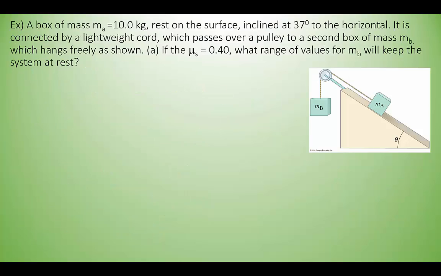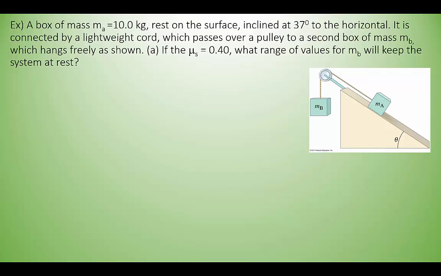Let's look at another situation, again on a slant, but this time with a couple of different objects that are connected with each other. A box of MA equal to 10.0 kilograms rests on a surface inclined at 37 degrees to the horizontal. It is connected by a lightweight cord which passes over a pulley to a second box of mass MB, which hangs freely as shown. If mu sub s is equal to 0.4, what range of values for MB will keep the system at rest?